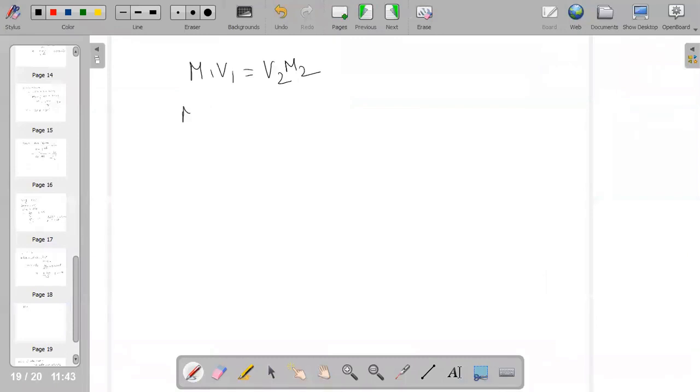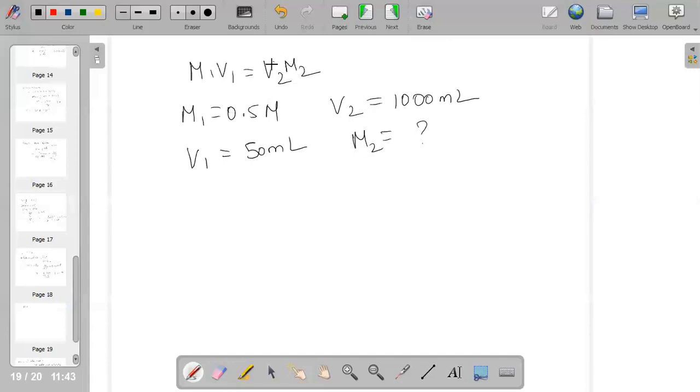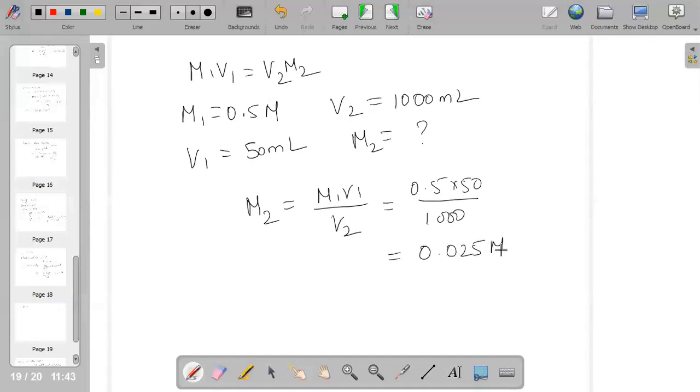So here they have given us M1, which is equal to 0.5 m, and B1, that is equal to 50 ml, and B2, we are considering 1000 ml, and M2 is unknown. So it becomes very simple to substitute in this formula, and we can calculate our M2 as M1 B1 divided by B2, which we can say is 0.5 into 50 divided by 1000.